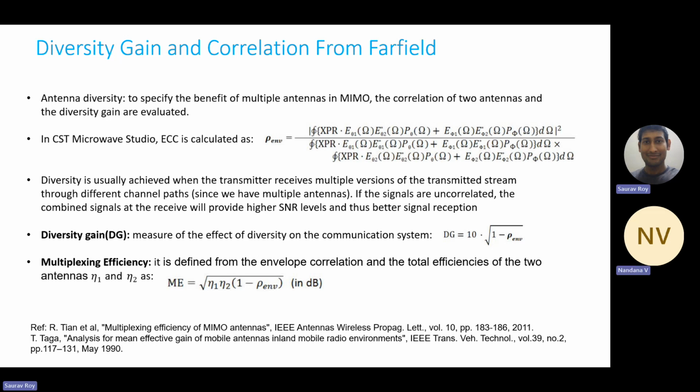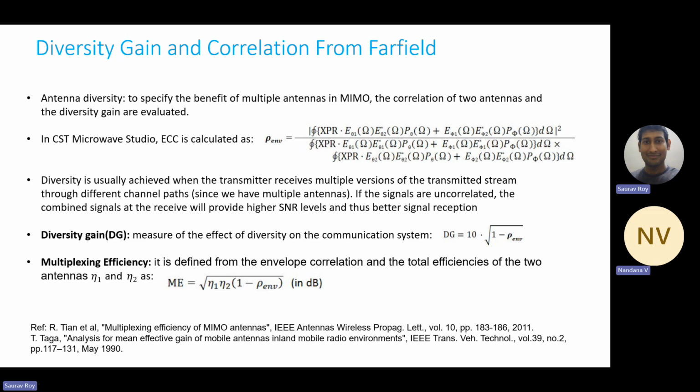So how do we calculate this diversity gain? This is calculated with this formula, 10 into square root of 1 minus rho envelope. So you see, for the rho envelope calculation, you need first this previous formula. If you have that, then you can calculate the other things. Even the last one is multiplexing efficiency. It is defined from the envelope correlation as well as the efficiencies of the two antennas. If you know the efficiencies, eta 1 and eta 2, and 1 minus rho envelope, from that you can get the multiplexing efficiency.